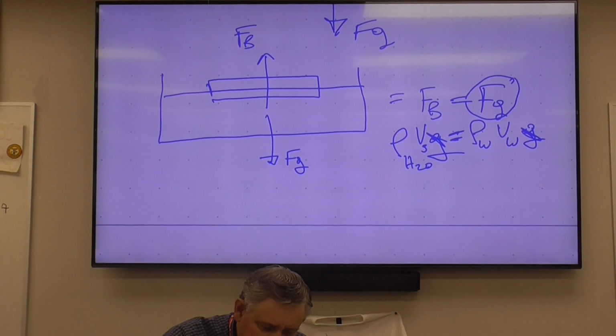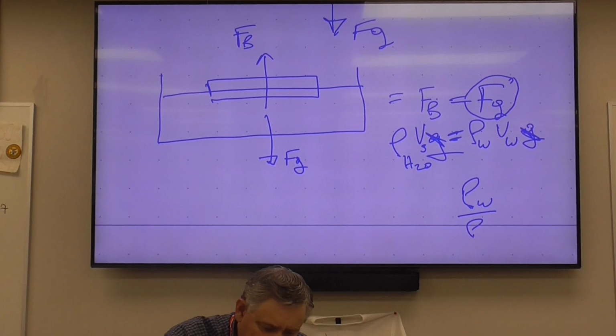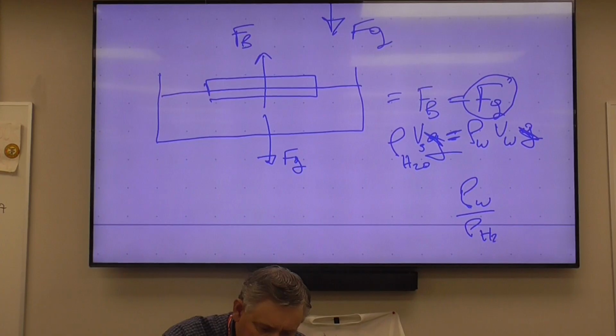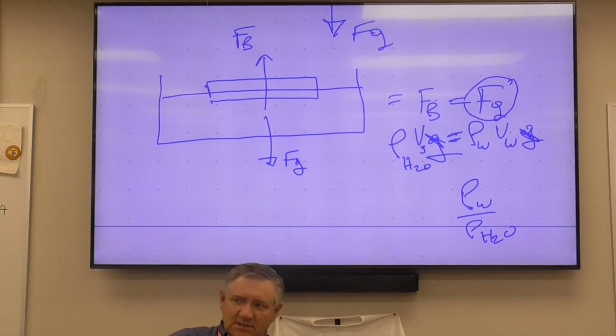I'm gonna take the density of the wood and divide that by the density of the water. Will that give me a number bigger than 1 or less than 1? Less than 1.